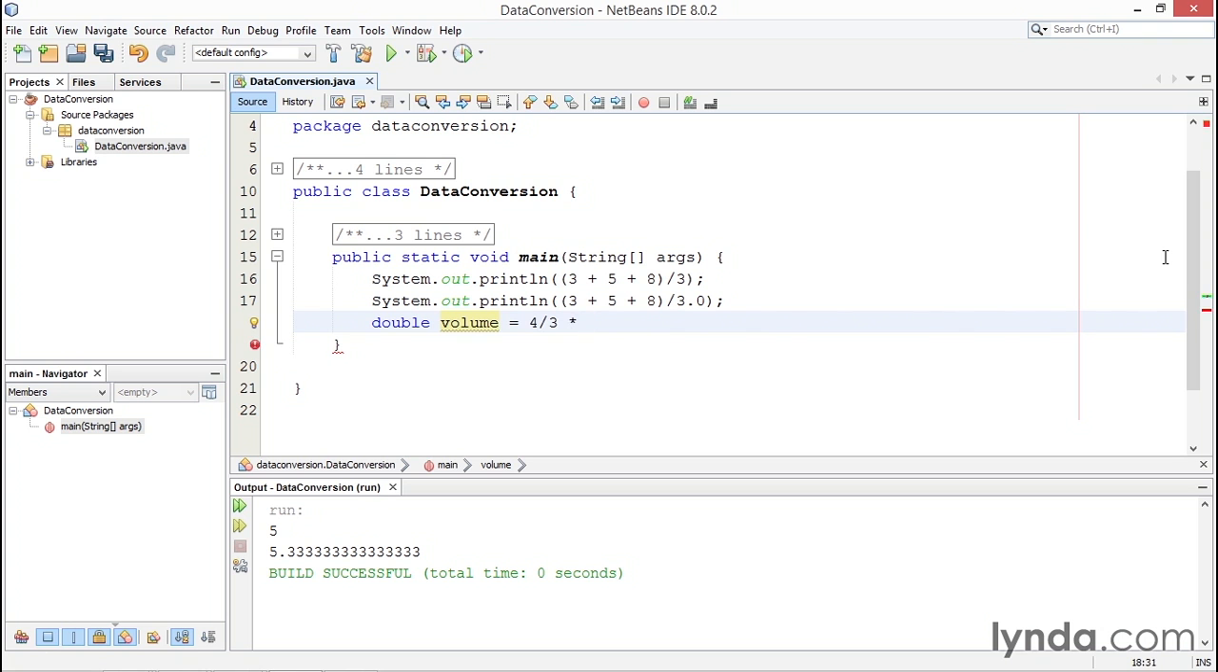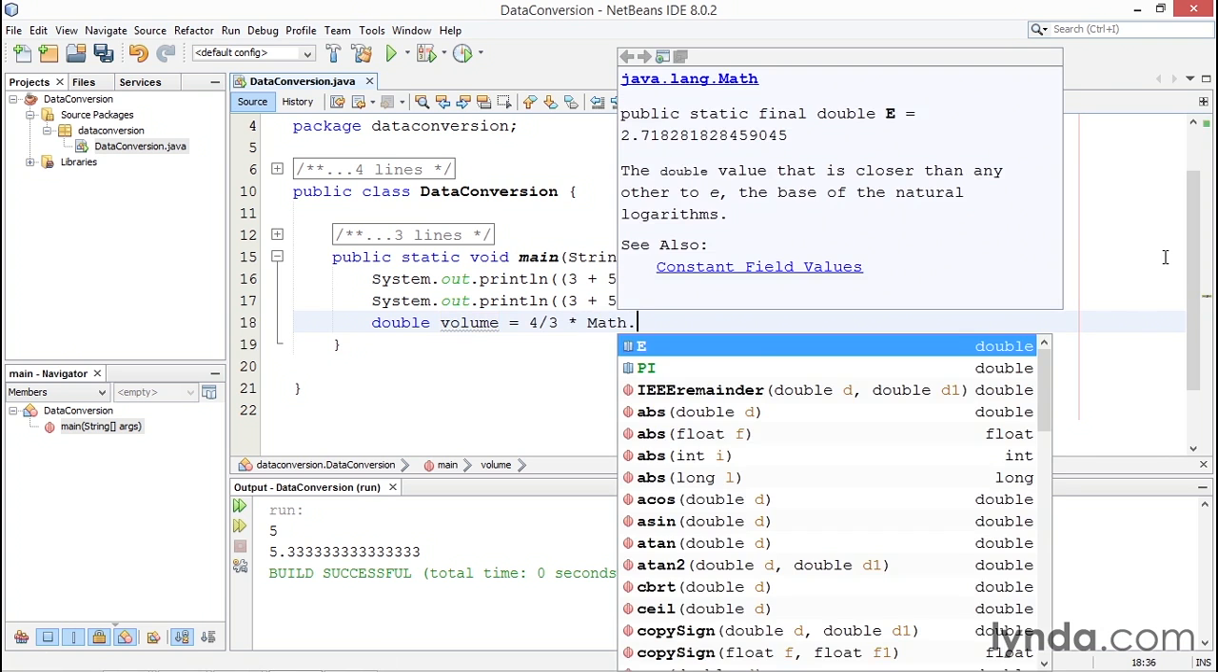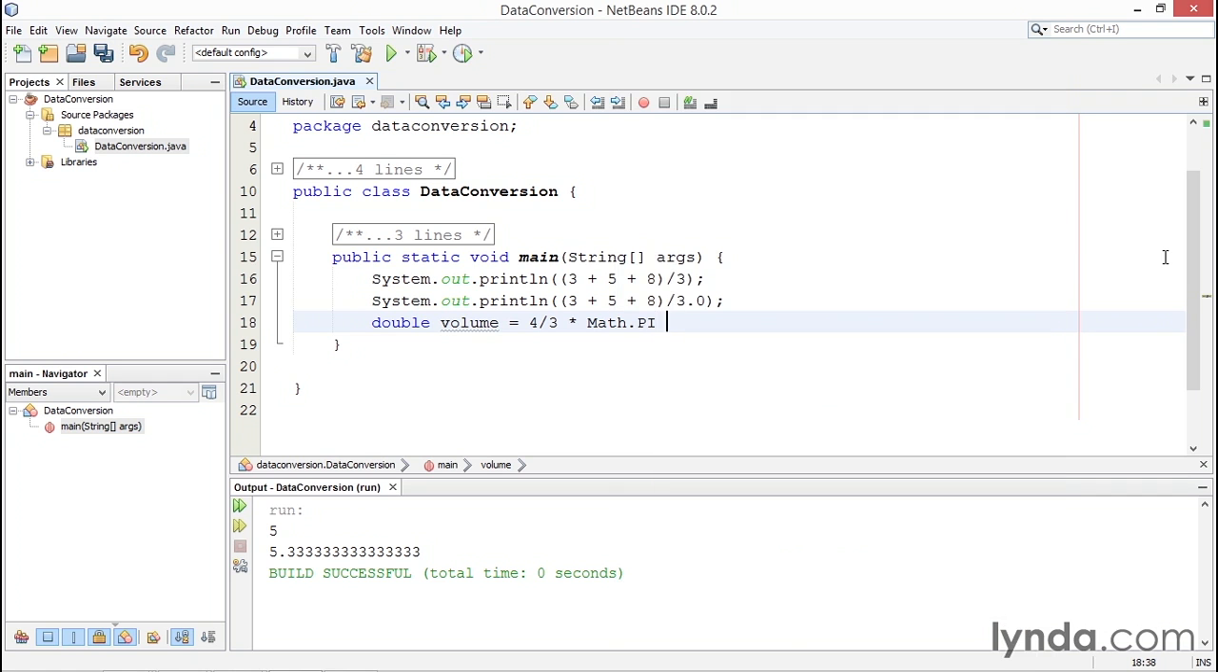I'm going to go ahead and use the Math library, so I'm going to do Math.PI, and then I'm going to multiply that times the radius cubed. I'm going to put a radius of 10, so I'm going to do 10 times 10 times 10. Okay, so right now I calculated the volume.